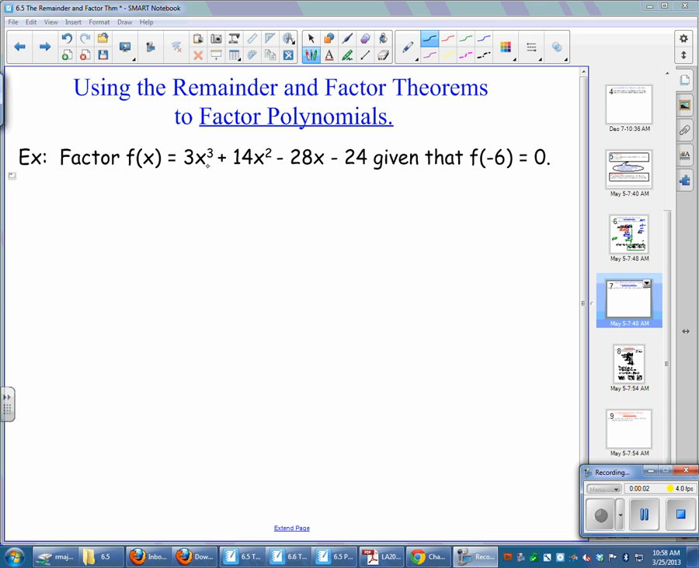Okay, here we go. We're going to try and apply those remainder and factor theorems we talked about in class in order to factor another polynomial. It is degree 3 because the highest exponent on any variable is 3. We're also given the information that f of negative 6 equals 0.